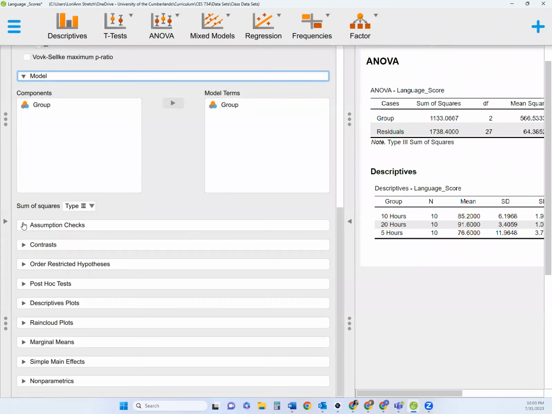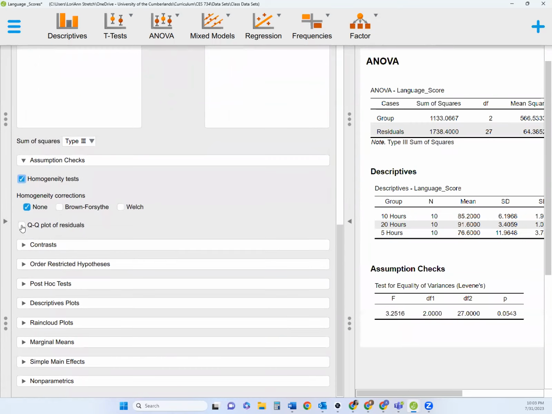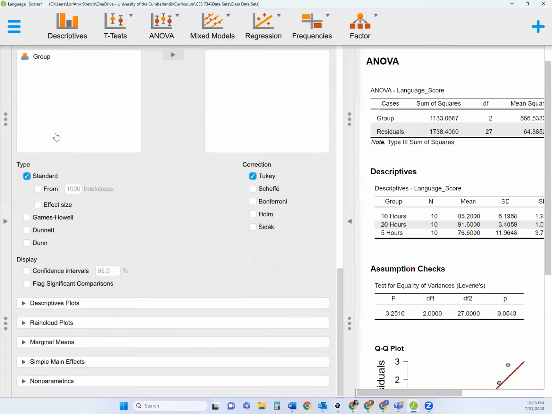We have our model already. We're going to do our assumption checks of homogeneity test and our QQ residuals. We're going to go to post hoc because we know we have a significant finding. We're going to move group over here. And I'm just going to do Bonferroni.